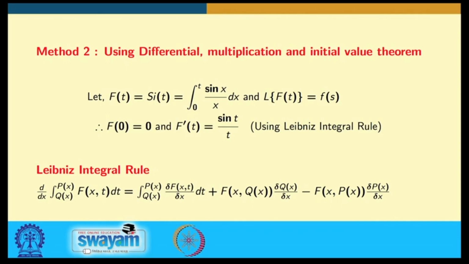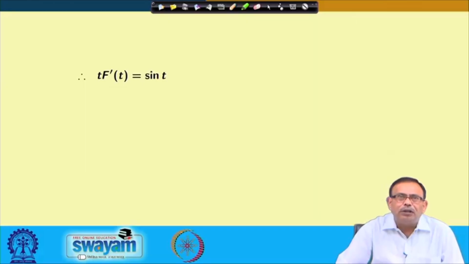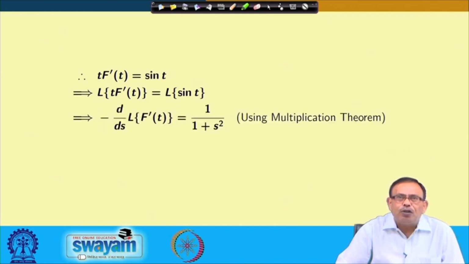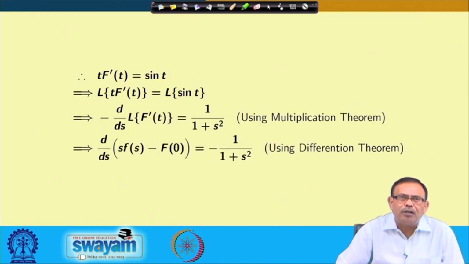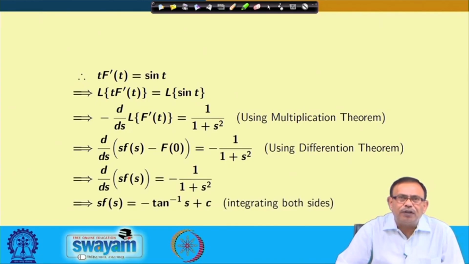If you see quickly, your f(t) is this, so that using the Leibniz integral rule you can obtain f(0) and f'(t). The Leibniz rule I have written, those who have forgotten can check it afterwards. From here t f'(t) equals sin t, so that the Laplace transform of t f'(t) equals the Laplace transform of sin t. Using the multiplication theorem you are writing this, then using the differentiation theorem the Laplace transform of f'(t) you are writing s F(s) minus f(0), and this way you are obtaining s F(s).